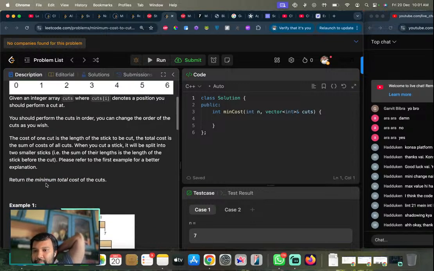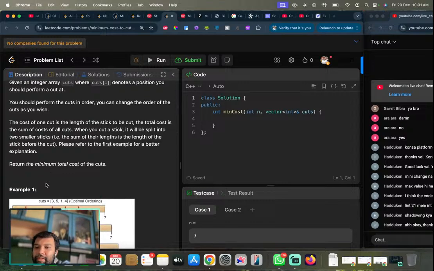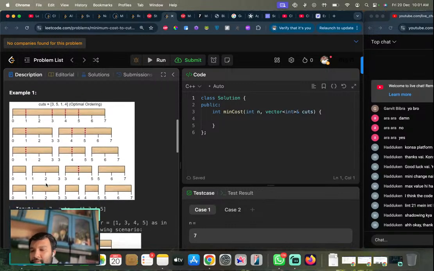The cost of one cut is the length of the stick to be cut. The total cost is the sum of the costs of all cuts. When you cut a stick, it will split into two smaller sticks. The sum of their lengths is the length of the stick before.